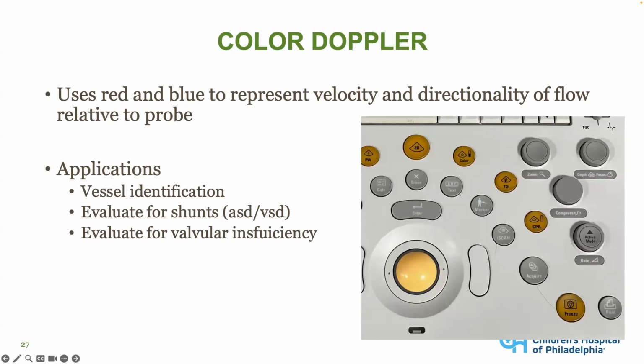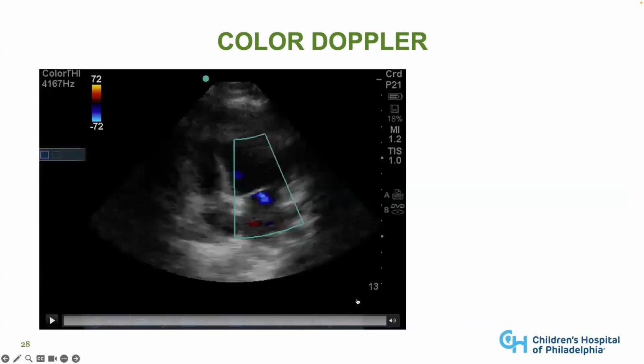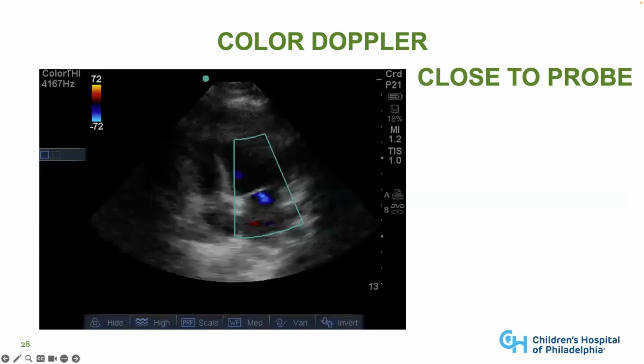Color Doppler is another option. You use red and blue to represent velocity and directionality of flow relative to the probe. We use this for vessel identification, for evaluating shunts, and for evaluating valvular insufficiency. Here is an example of color Doppler.